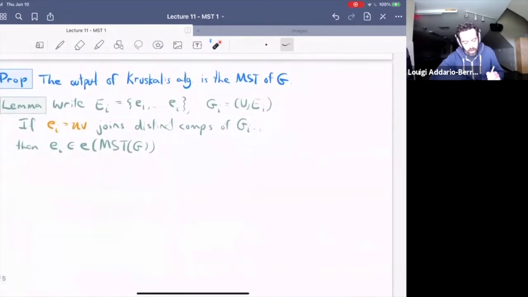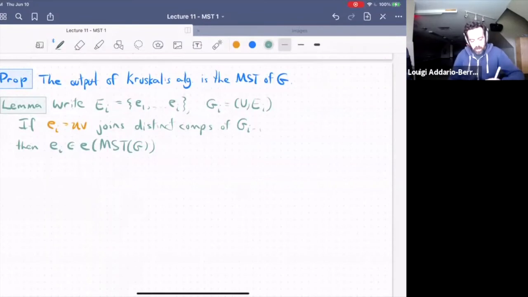Right. So I'm claiming that if we look at the edges in increasing order of weight, and think about adding them all rather than doing the censoring that happens in Kruskal's algorithm, then any edge that joins distinct components of that graph is actually an edge of the MST. Okay, so let's prove that.